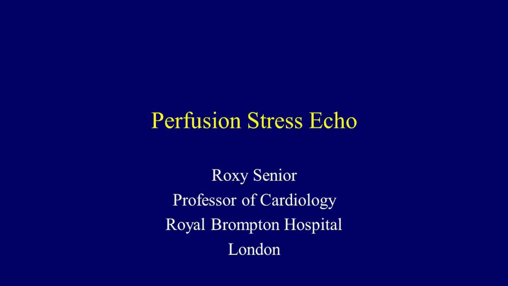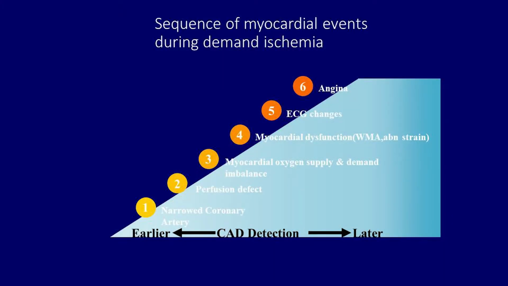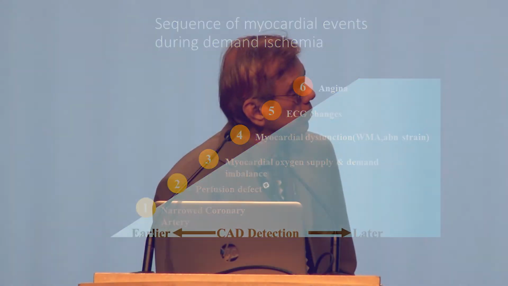So my talk is on perfusion stress echo. So the question really is, why do we need to do perfusion stress echo? If you look at the sequence of myocardial events that occur during demand ischemia, you will see that the earliest abnormality that occurs is a perfusion defect. And then when the demand exceeds the myocardial oxygen supply, myocardial dysfunction occurs.